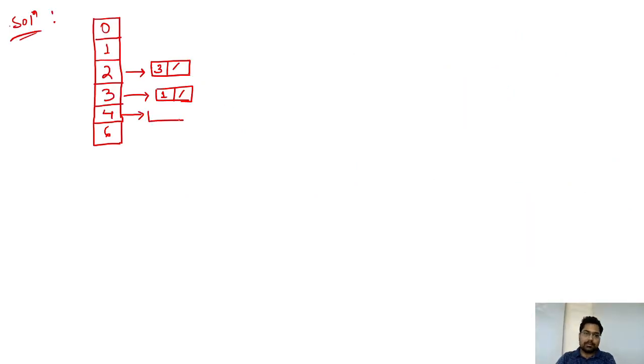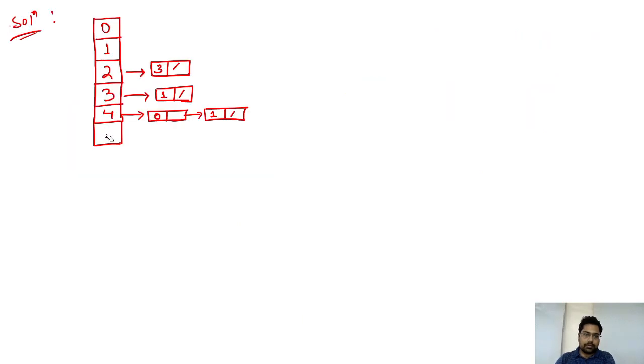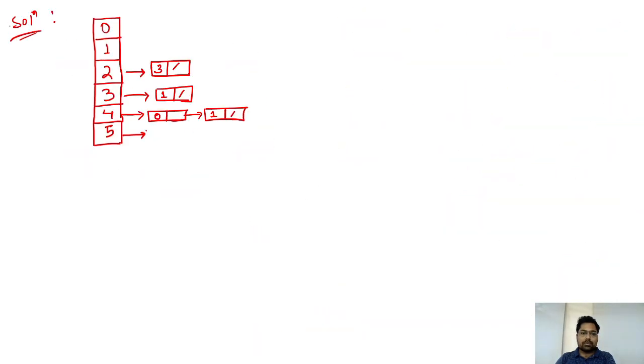From 4, here is 0 or 1. You can write 0 at the first or 1 at the first. I'm just writing 0 at the first. Next, this one is connected with 1, or else you can write 1 first, then 0 at the last. For 5, here the 5 is connected with 0 and 2. You can write 0 first, or 2 could be the last, not an issue. So I'm writing 0 and 2. It's up to you. So the adjacency list is done.